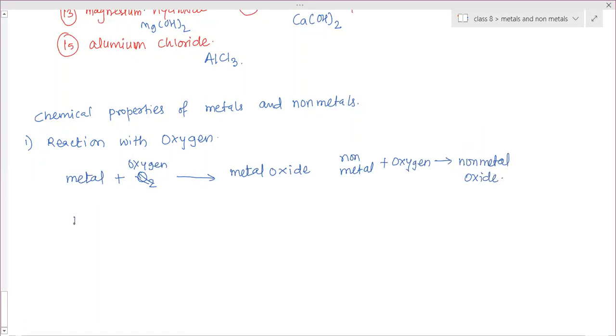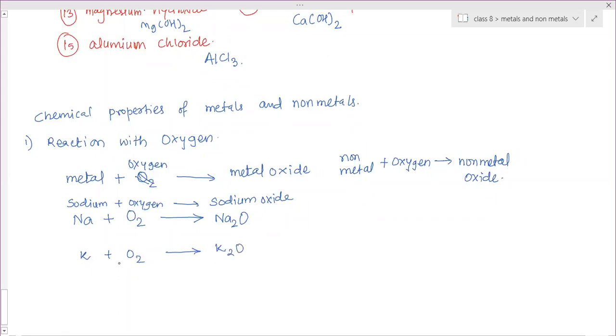Any metal, you can take sodium, is a metal combined with oxygen. While combining with the oxygen molecule, we have to write O2. So sodium oxide formula is Na2O. Sodium combined with oxygen forms sodium oxide. Just now we have formed the formula Na2O. Potassium combines with oxygen to form potassium oxide.